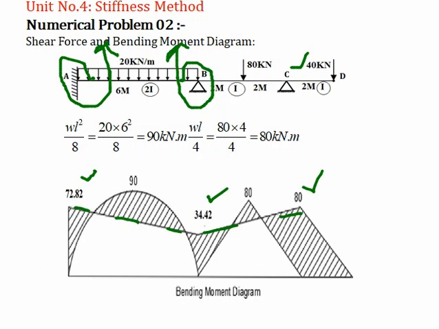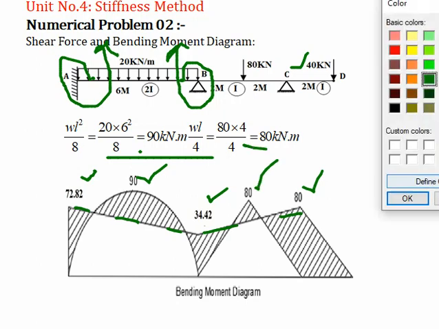Now next one is to draw the moment due to the free bending moment diagram. So for that UDL, the formula is WL square by 8, putting the value 20 into 6 square divided by 8, it becomes 90. It is a parabola, show that. And next one is for the point load at mid span, the formula is WL by 4. So 80 into 4 divided by 4, it becomes 80. So show here.